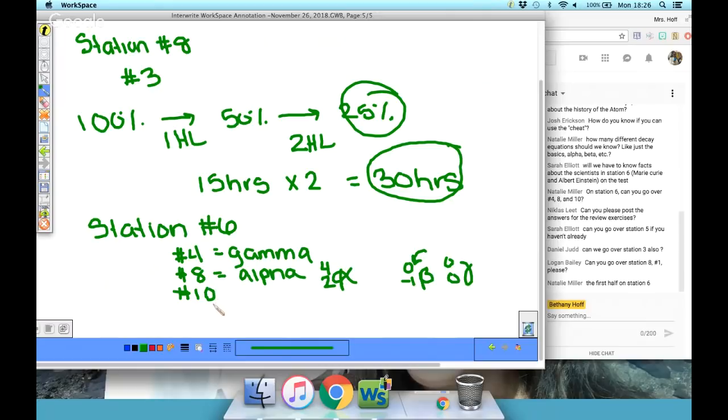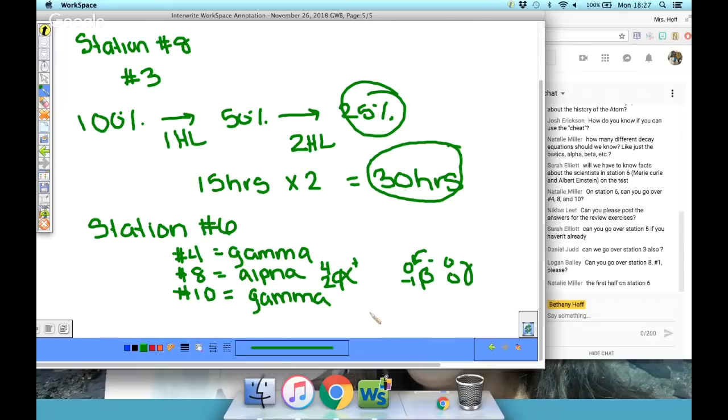Number 10 does not bend in the magnetic field. We didn't talk too much about that. I think it was in one of the videos that you watched. But for something to bend in a magnetic field, it has to have a charge. Beta has a negative charge, that electron. Alpha has a positive charge. We did talk about that a little bit. So the only one that would not bend in a magnetic field is gamma, because it has no charge.